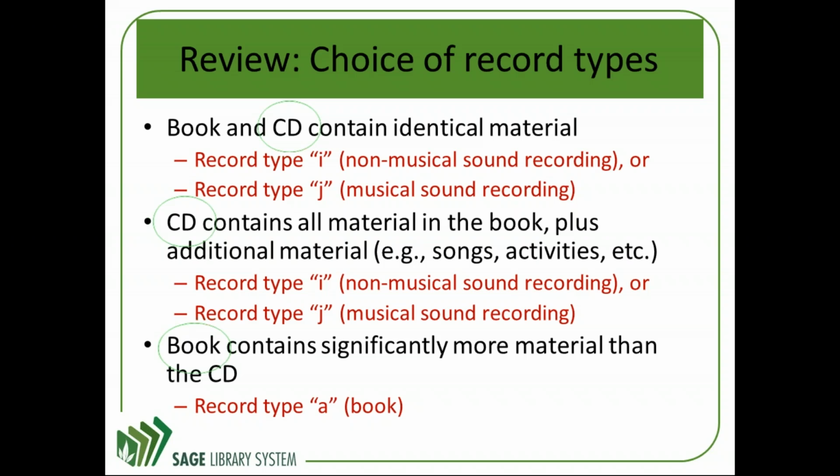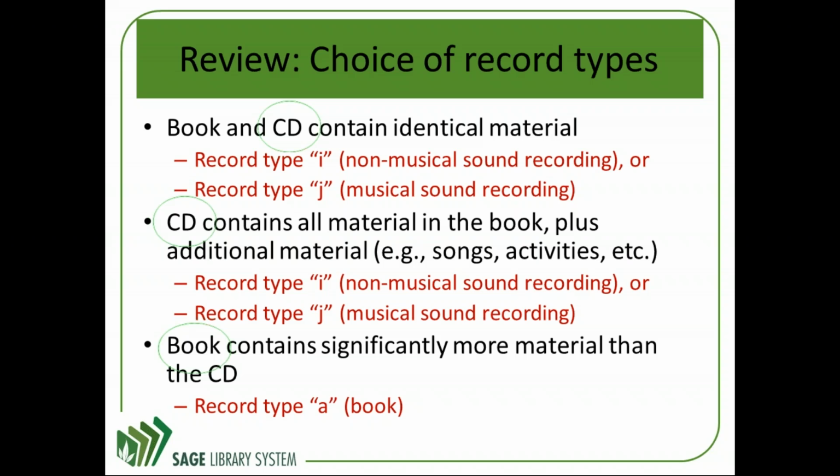The other scenario is that the CD contains all the material that's in the book, but it also has some additional material like songs, activities. It sometimes may even have a short video. Again, the CD would be favored in that case, would be the primary item or the primary component. And again, you would have a choice of a record type I or a record type J. And then that third scenario is that the book actually contains significantly more material than the CD. And in that case, we would choose a record type A.